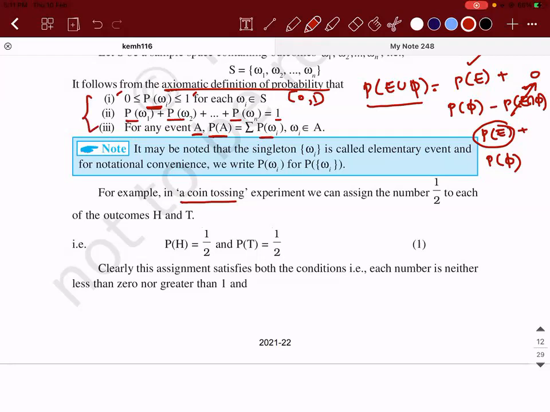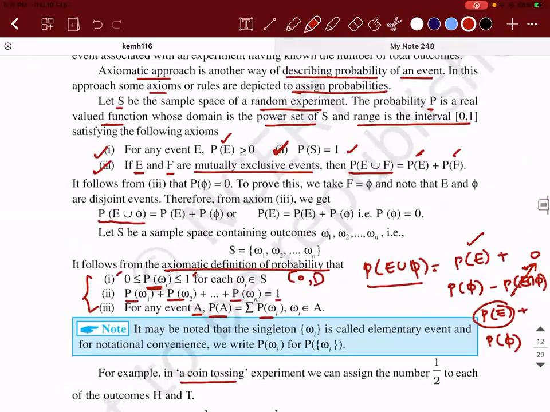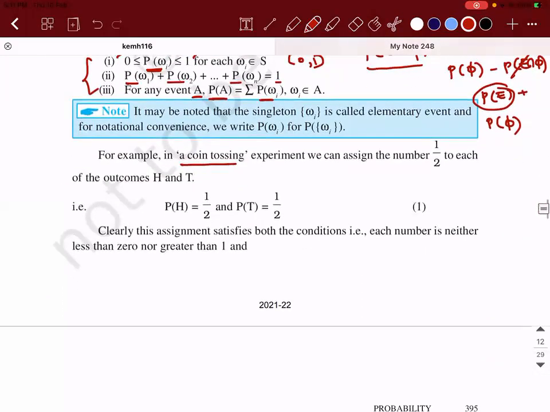Okay, let's see them in application. Don't memorize them like a formula. I'll tell you what things you need to have in your mind. While doing problems, I'll explain the techniques. Now listen. For example, in a coin tossing experiment, we can assign the number half to each of the outcomes, head and tail. So probability of head is half and probability of tail is half. Clearly this assignment satisfies both conditions. That is, each number is neither less than 0 nor greater than 1.